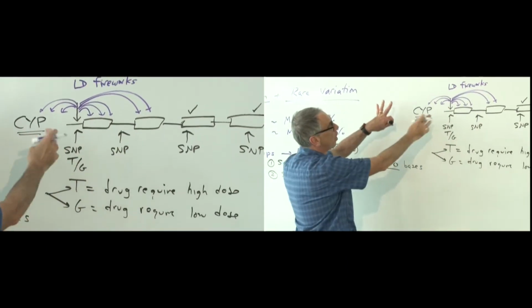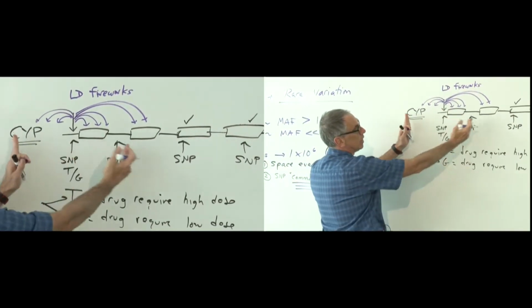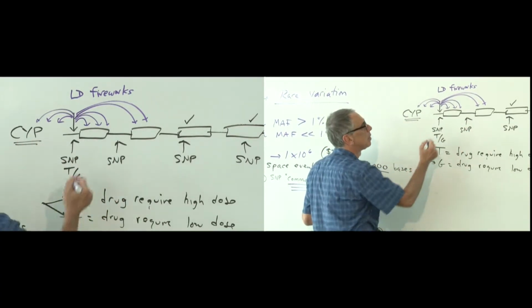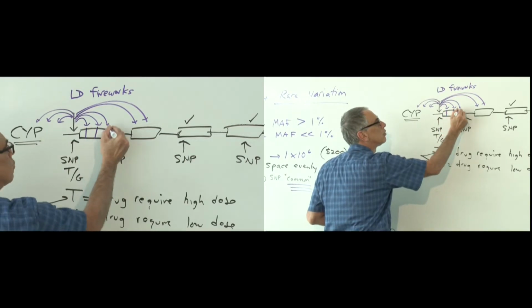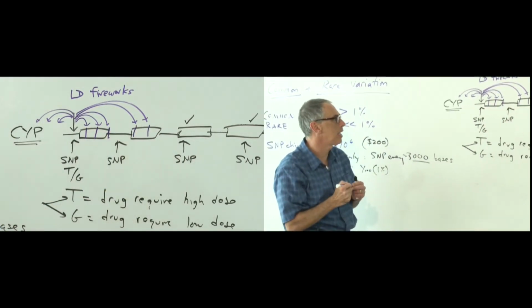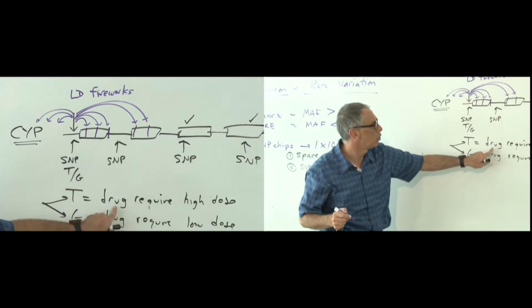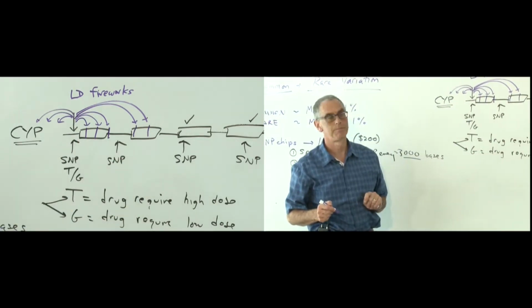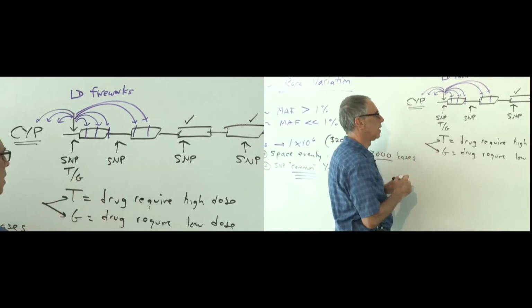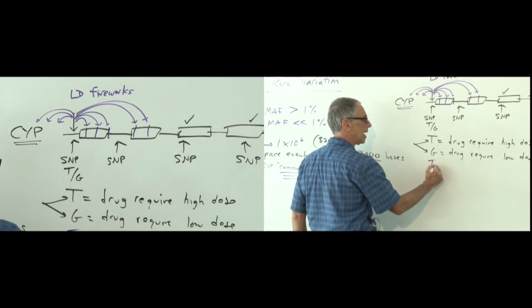But because this SNP is in a region of the genome, and because we know LD works, it's possible that there are other SNPs, and I'll draw their positions now, that are the ones that are actually changing the protein to require a high dose or a low dose. This is just really tagging that region. And in fact, many times, it's called a tag SNP.